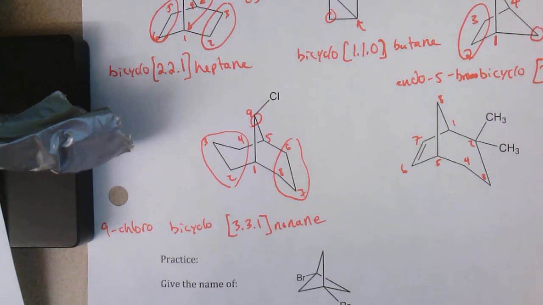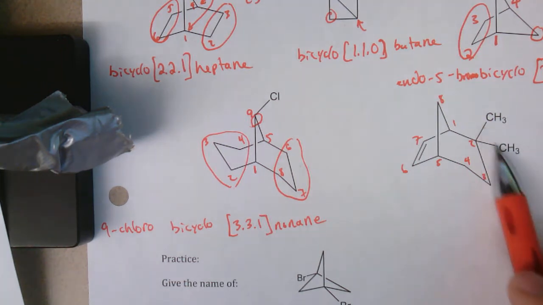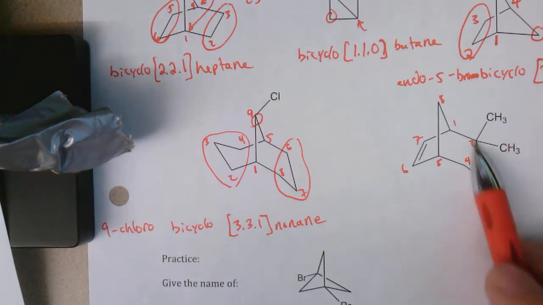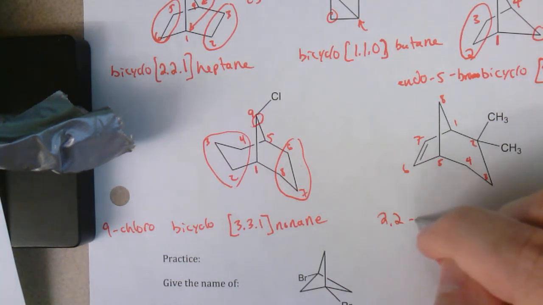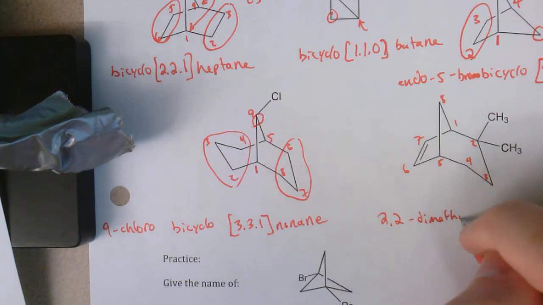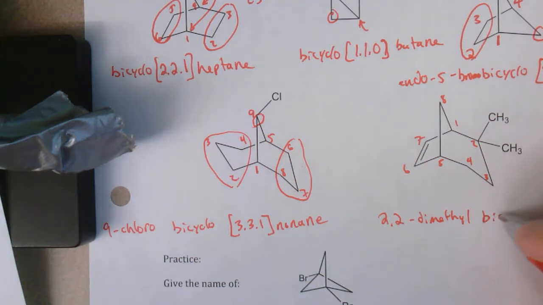All right, now naming this, let's name it from the front this time. On carbon 2, I have 2 methyl groups, and because I have 2 methyl groups, I need to call this dimethyl something, and they're both on carbon 2. So 2,2-dimethyl. There's really no way for it to be endo or exo at that point because you have 2 groups on the same carbon. So 2,2-dimethyl, we don't need an endo-exo designation. It's a bicyclo again.